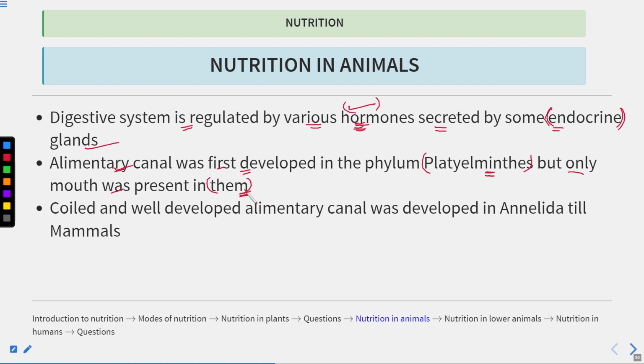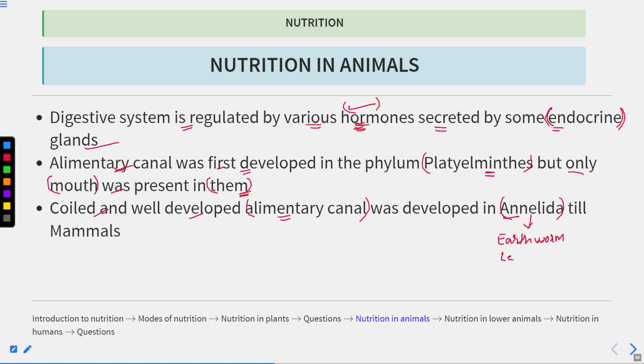So the food material is directly absorbed through the body and it's not ingested through the mouth. Then what happens? A coiled and well-developed alimentary canal was first developed in the members of Annelida. Okay, what are the members of Annelida? Earthworm. So you can say in earthworm, the first developed alimentary canal was observed.